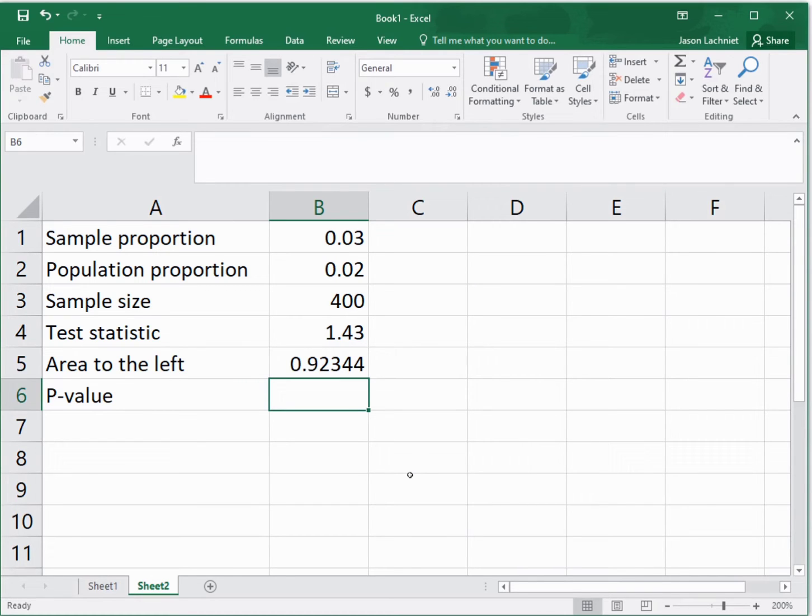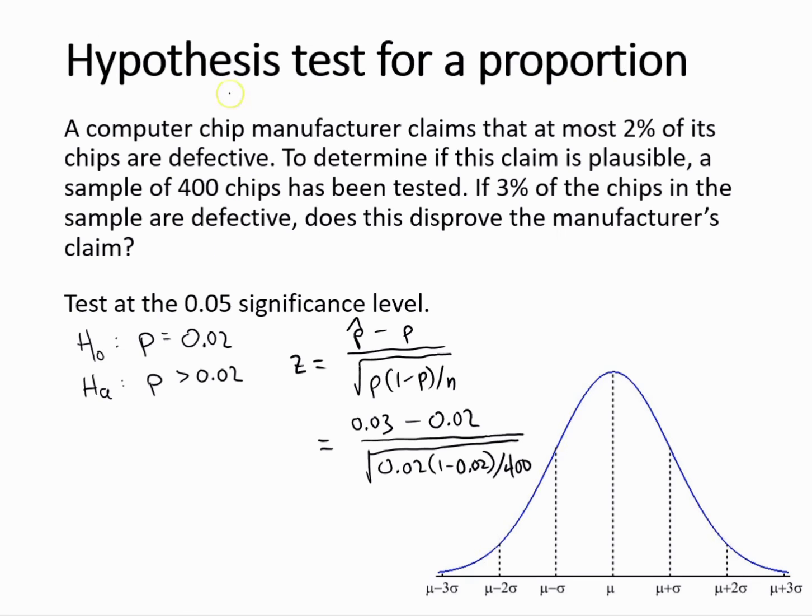Because this is a right-tailed test, we're going to want to get our p-value by subtracting that from 1, because we really wanted the area to the right, so we type equals 1 minus that computed area to the left, and that will be our p-value. So it looks like our p-value is about 0.07656. Okay, that's more decimal places than we really need, but it's fine.